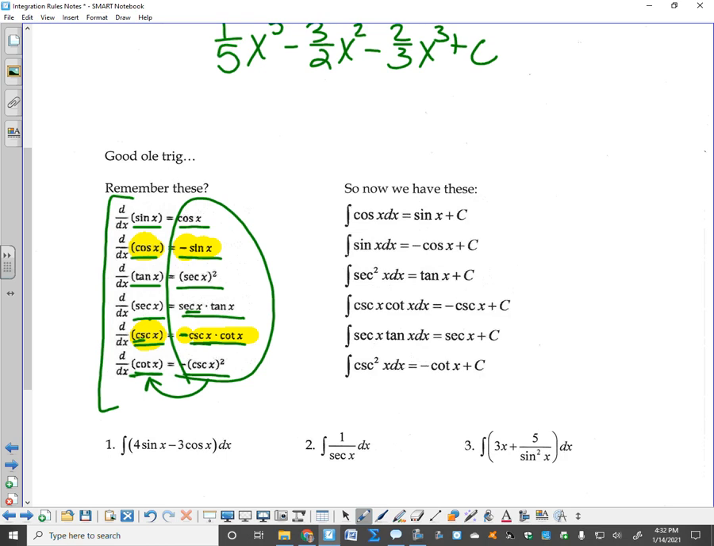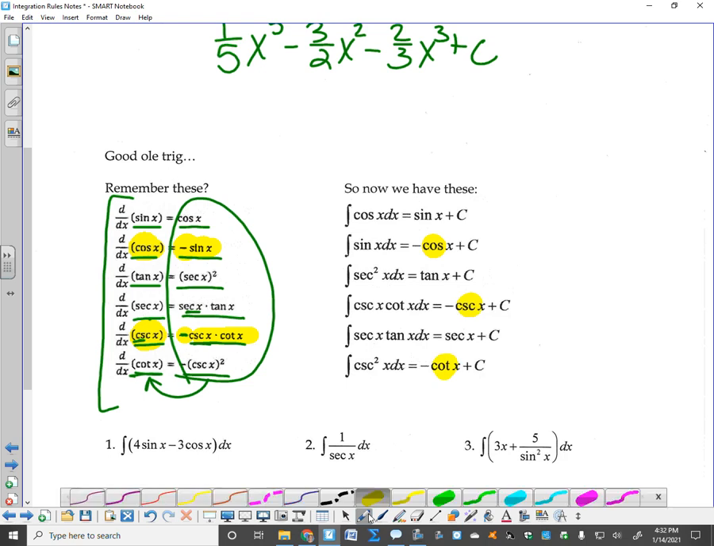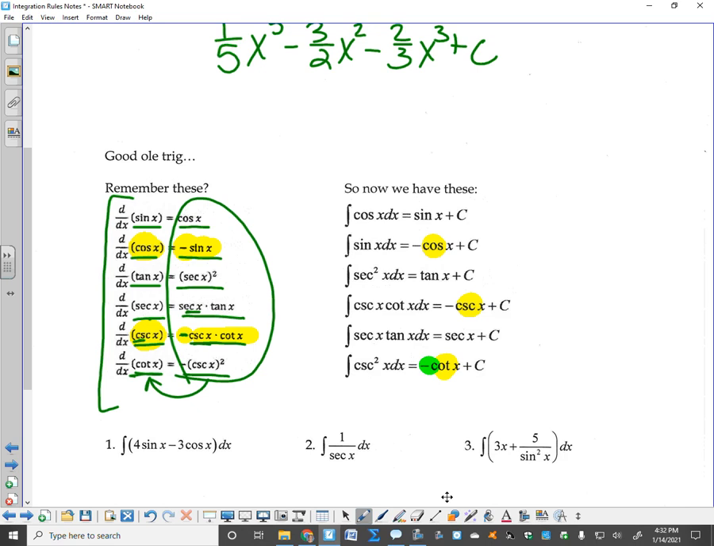Look on the second column. See where it says the integral of sine? Integral of sine x dx equals negative cosine plus c. If your answer is a c, then it gets the negative. It doesn't have anything to do with what you're integrating. Like here, I'm integrating a c. There's no negative over there.